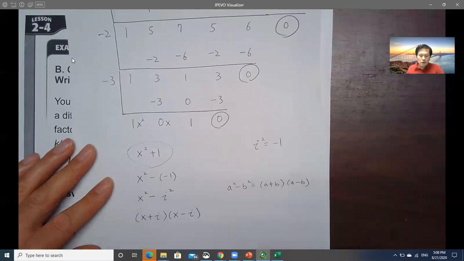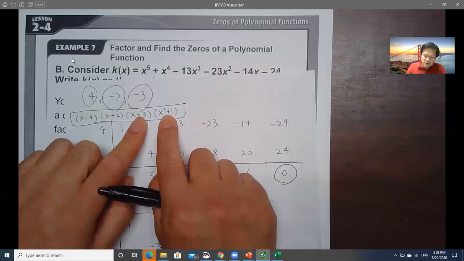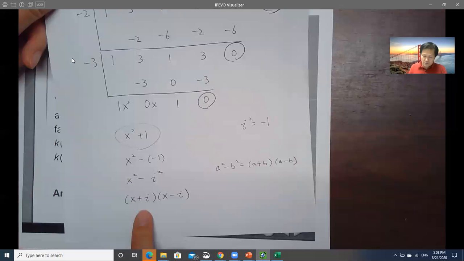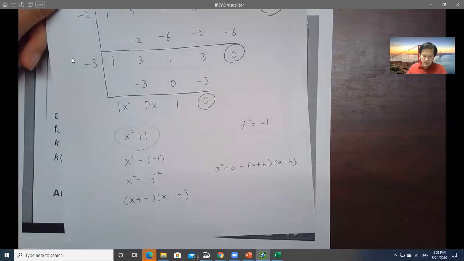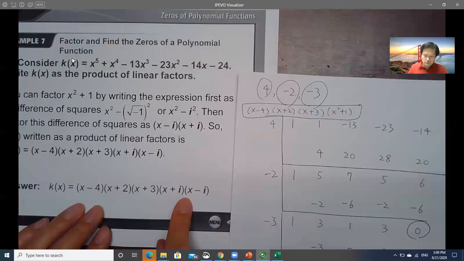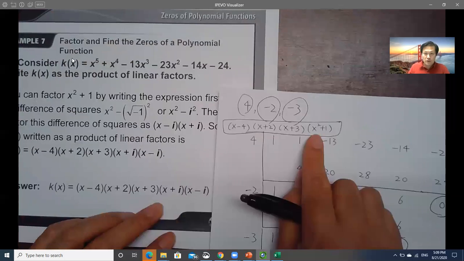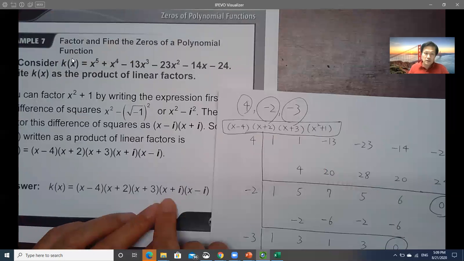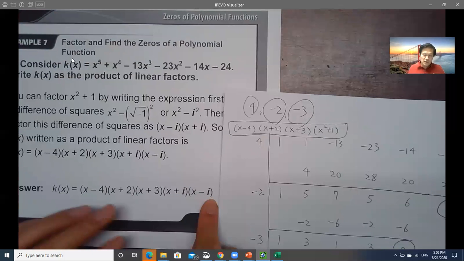So you are keeping all the others as they are. Only this part you're factoring further as x plus i, x minus i. So that will be the final answer. Okay, so we only factor x squared plus 1 further into x plus i, x minus i. That's going to be the answer for B.